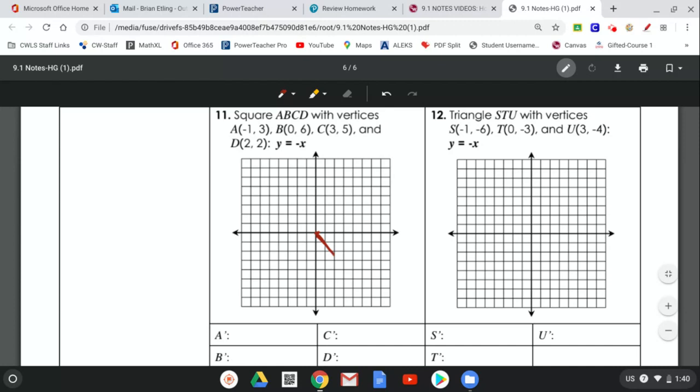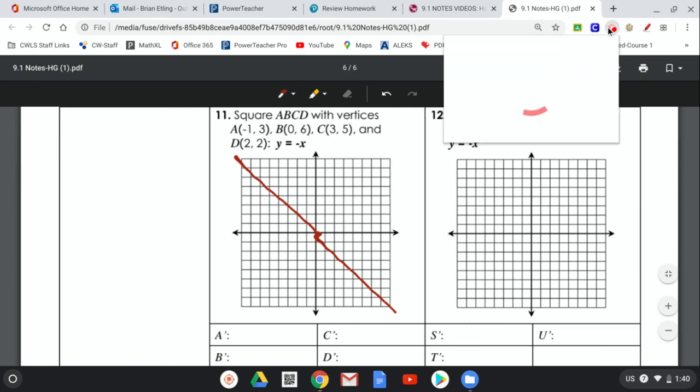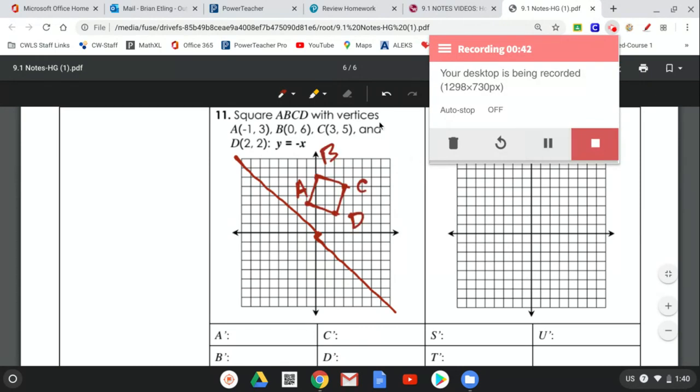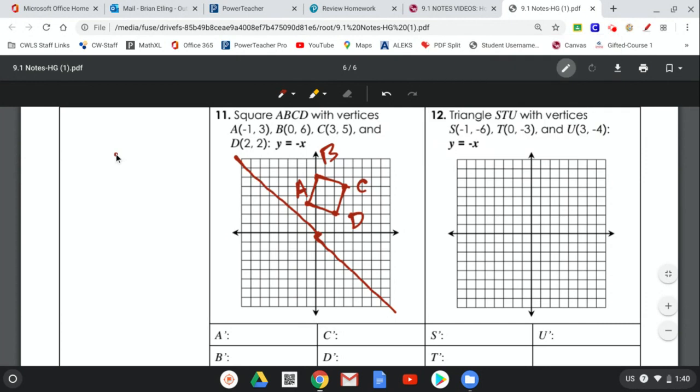So that's going to be going, oops, hold on. So that's going to be going right here and then right here. So that's line y equals negative x. So we have a different rule for this one as well. So I'm going to plot these coordinates real quick so we can get our square. All right, so we have the square there for this one.